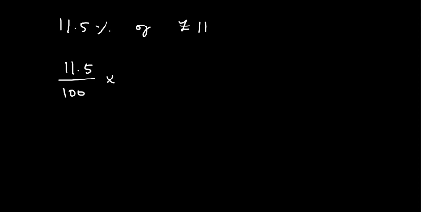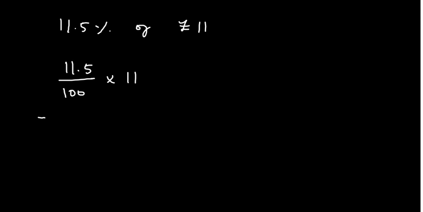Okay, what about percentages involving decimals? For example, how would we find 11.5% of £11, let's say? As before, we would start by writing the percentage as a fraction, so that would be 11.5 over 100, and then times £11.